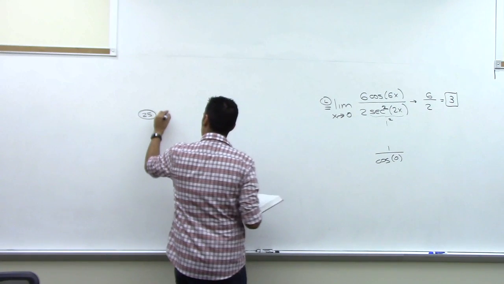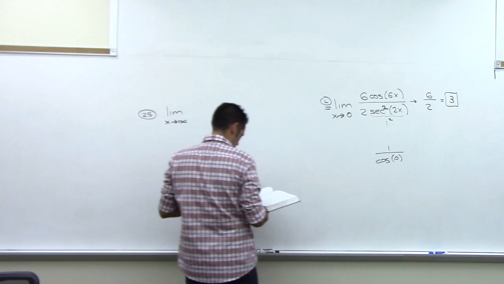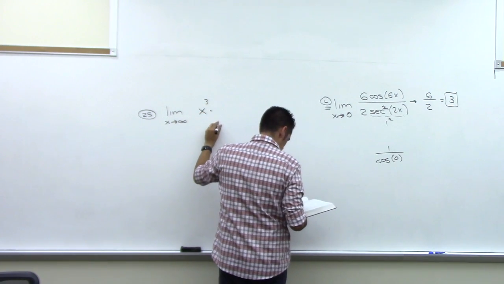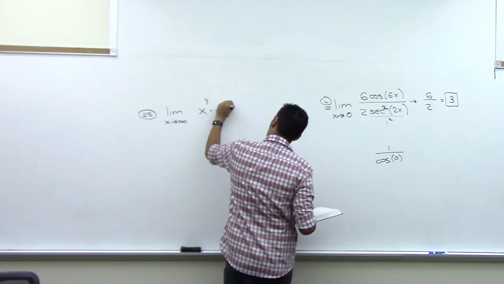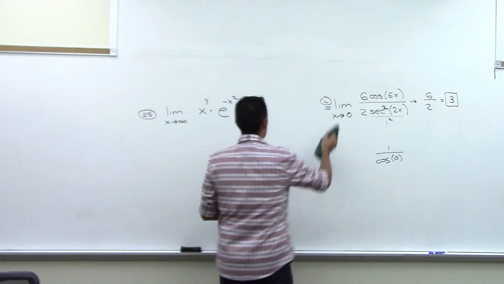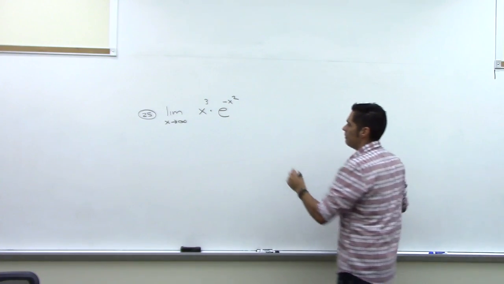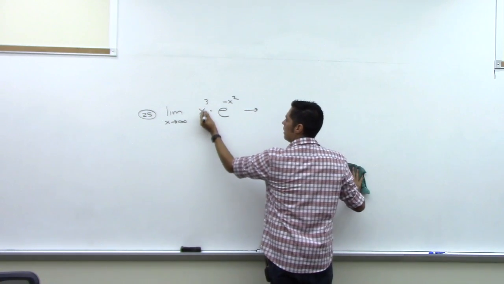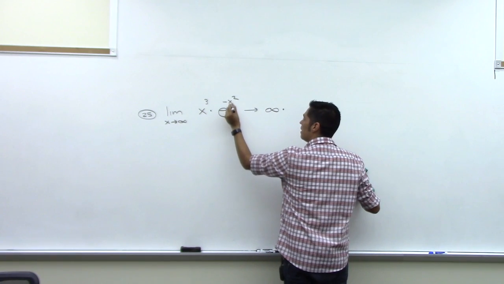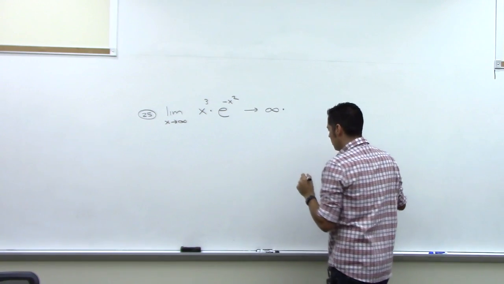Limit as x goes to infinity of x cubed times e to the negative x squared. It's going to be a little tricky. All right, so let's see what happens when you let x go to infinity. You get infinity cubed, that's infinity, times e to the infinity squared is infinity, but negative infinity. So that's a little tricky.